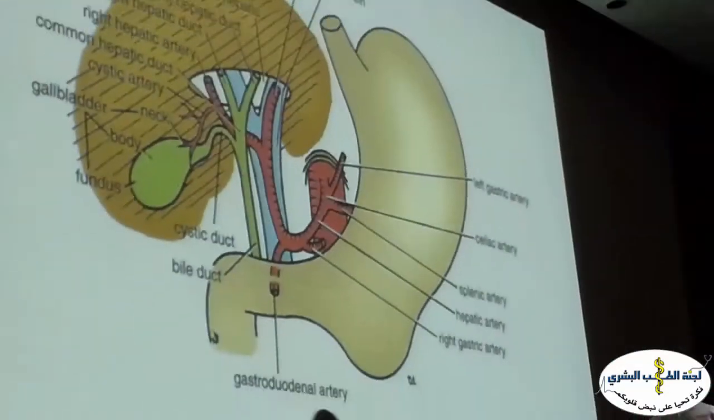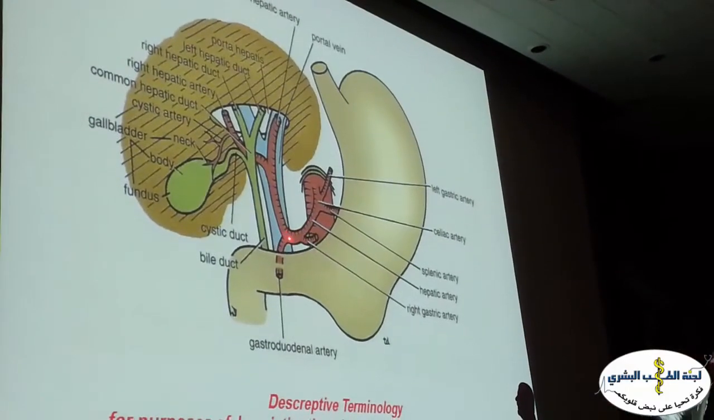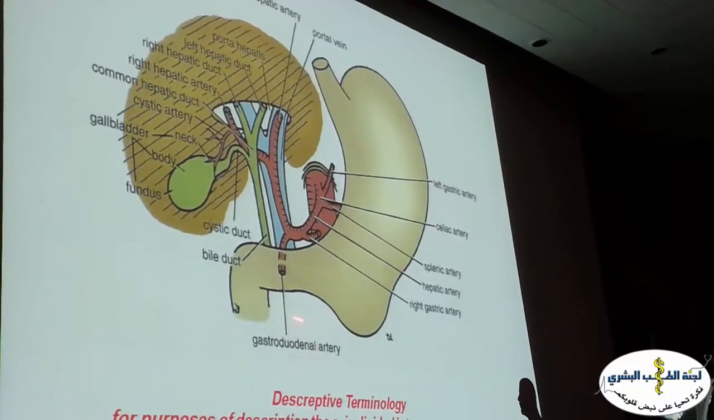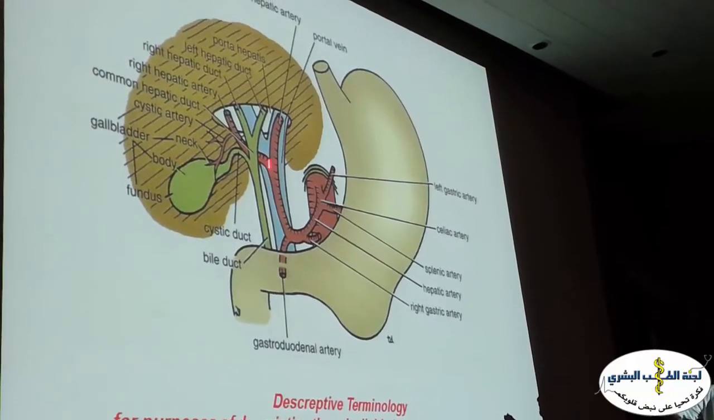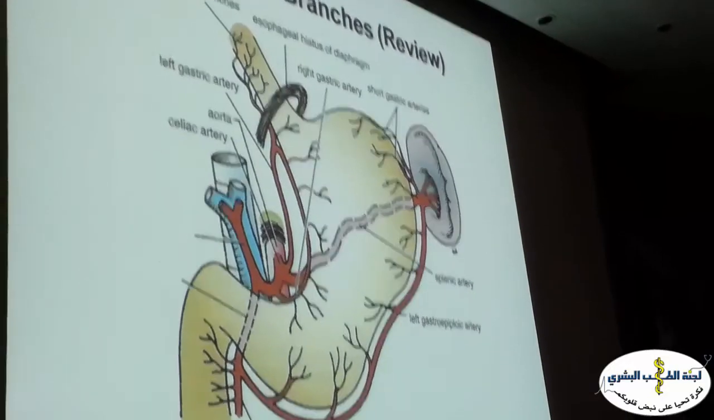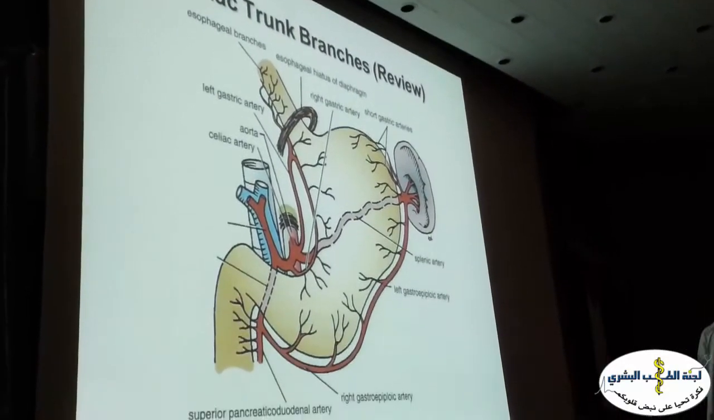So this is the story again. Common hepatic, first it will give the right gastric, then gastroduodenal, which will descend into right gastroepiploic and superior pancreatic duodenal. Then it will become hepatic proper, which will give right and left branches. These are the branches for the celiac. Again, you can go over them by yourself.